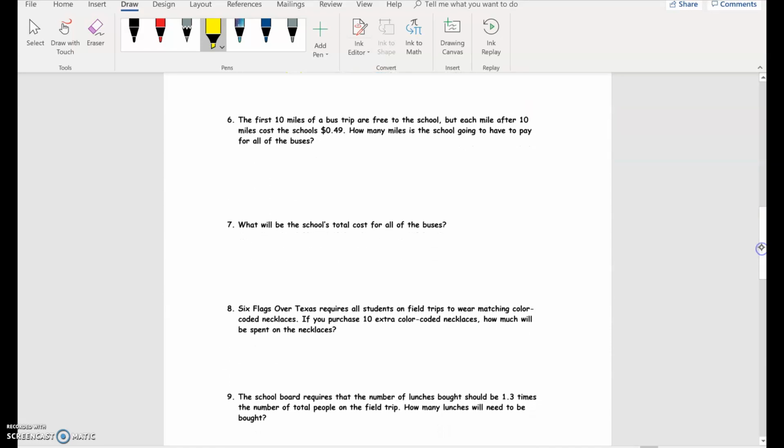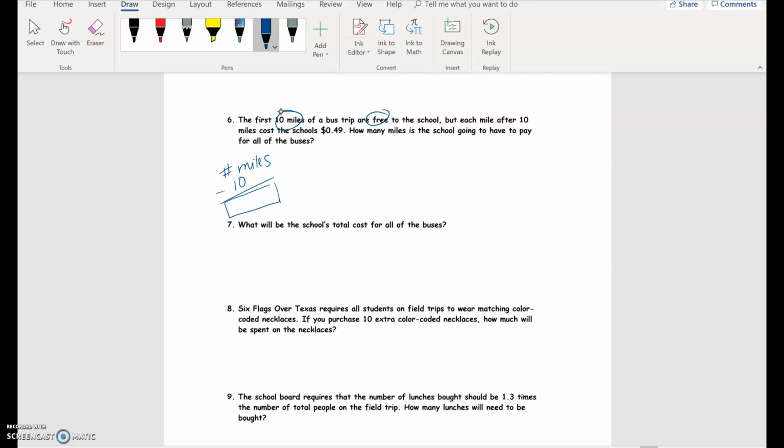All right, number 6 says the first 10 miles of the bus trip are free, but each mile after 10 miles costs 49 cents. How many miles is the school going to have to pay for all of the buses? Okay, so first let's deal with the first 10 miles being free. We need to take our number of miles that we got in number 5 and take away 10 of them. So this answer will be the number of miles that we have to pay for.